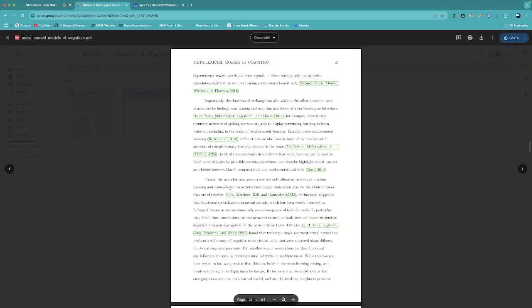Finally, the meta-learning perspective not only allows us to connect machine learning and neuroscience via architectural design choices, but also via the kinds of tasks that are of interest. Functional specialization in neural circuits, which has been widely observed in biological brains, arises spontaneously as a consequence of task demands. Convolutional neural networks, trained on both face and object recognition, depicted emergent segregation on the basis of these tasks. So we get this emergent cognition from this meta learning system.